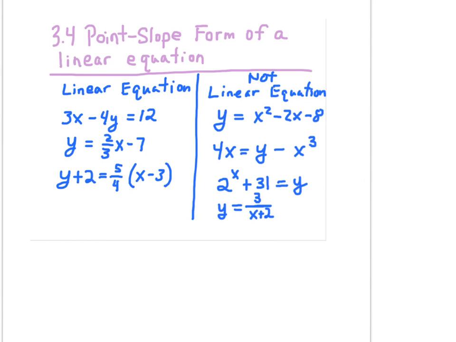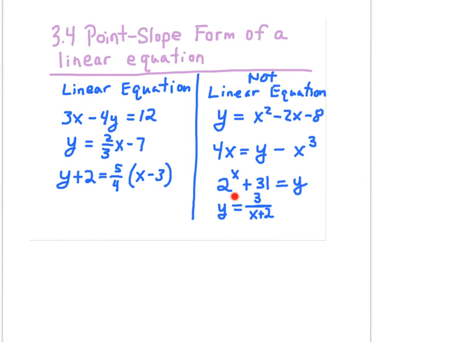Notice on the other side, the first equation I have there has an x squared, and that makes it not a linear equation. That's actually what we call a quadratic equation, all right? The next equation, what do you notice about this equation right here? It's got a cube there, so that makes that one a cubic. What do you notice about this equation right here? The exponent is a variable. It's actually the x. The x is the exponent. So that's an exponential equation.